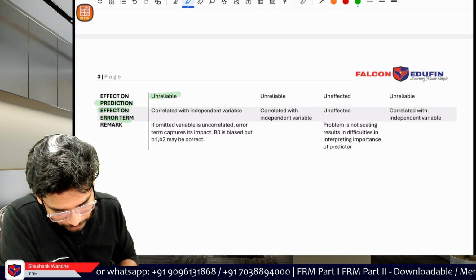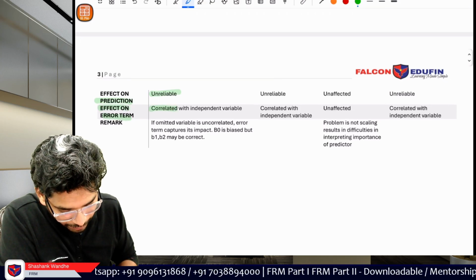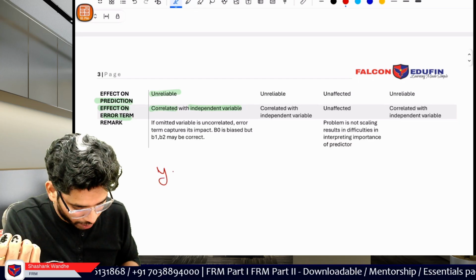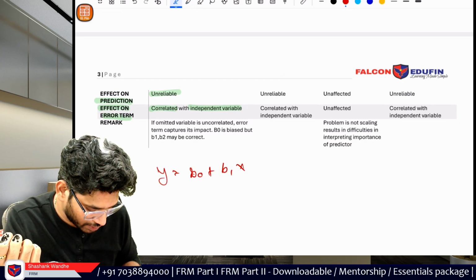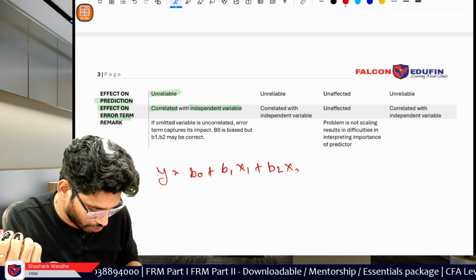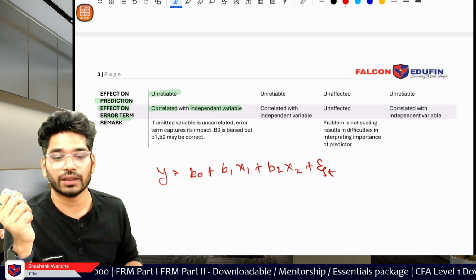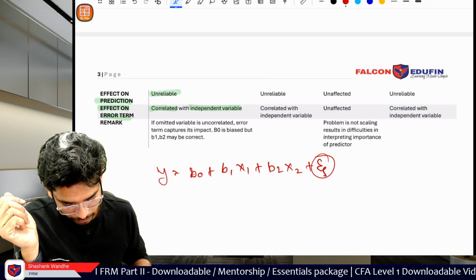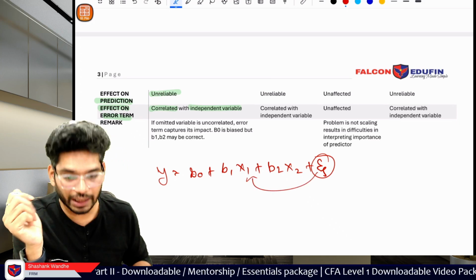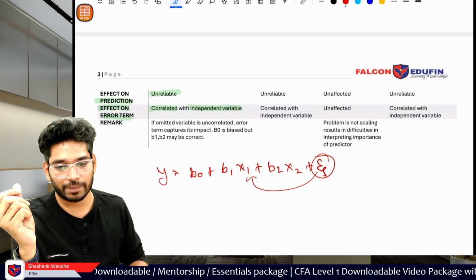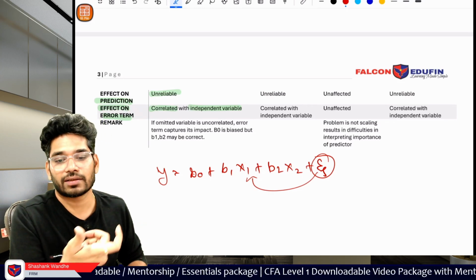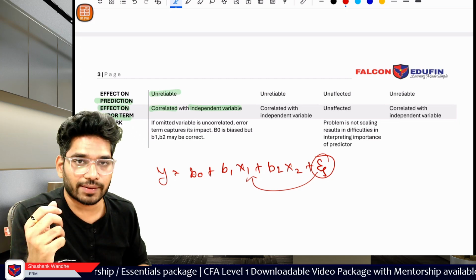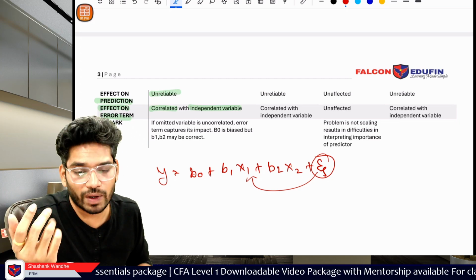Effects on the error term. The error term will be correlated with the independent variables. This is your model: B0 plus B1 x1 plus B2 x2 plus error term. Now, this error term will be correlated with one or more independent variables, and this is again an assumption violation. Here I'm assuming you already know the assumptions, because we are in module 3 and assumptions were discussed in module 1 and module 2, right?